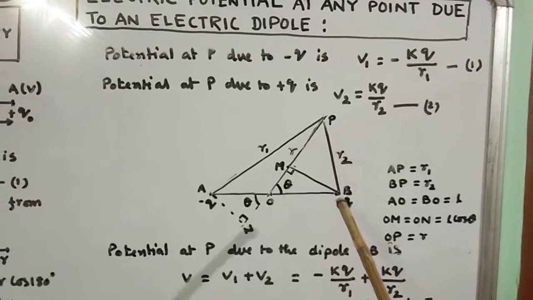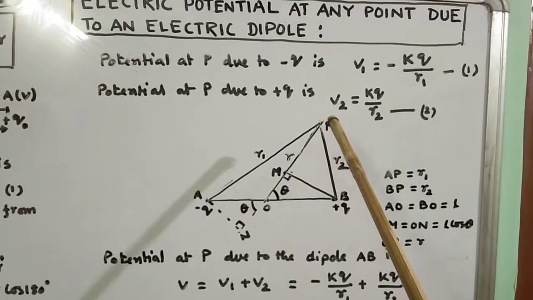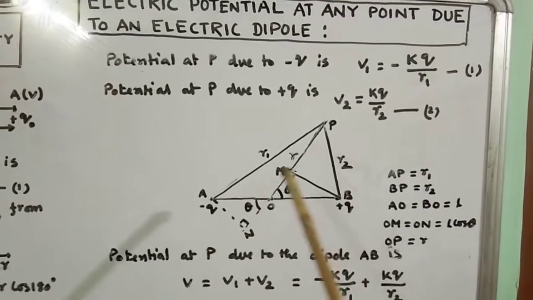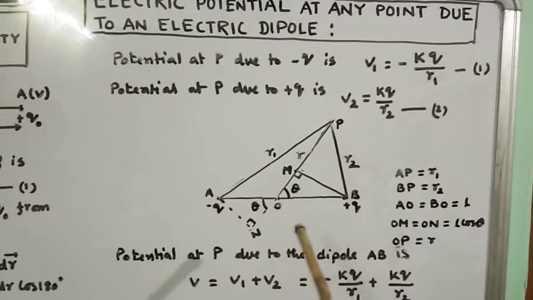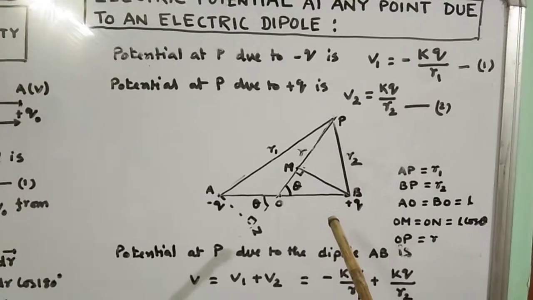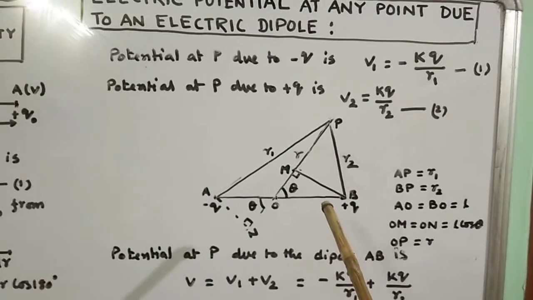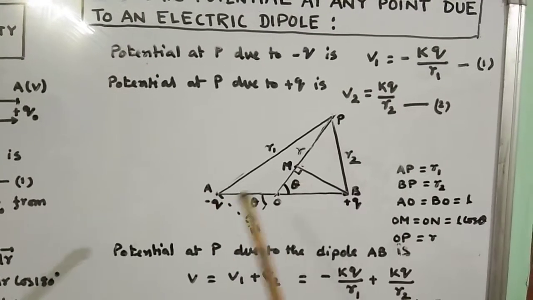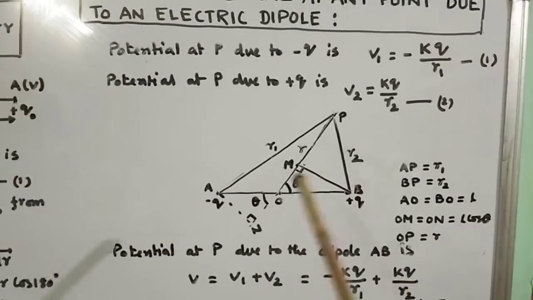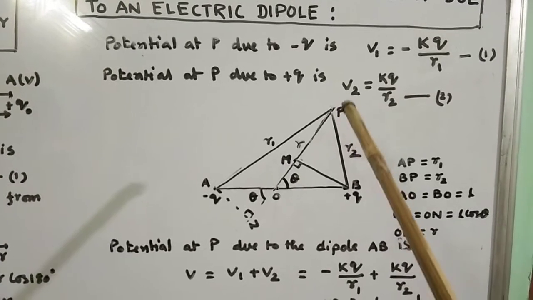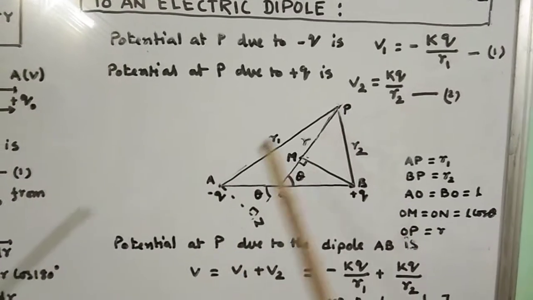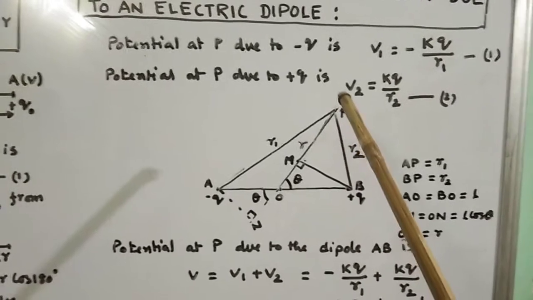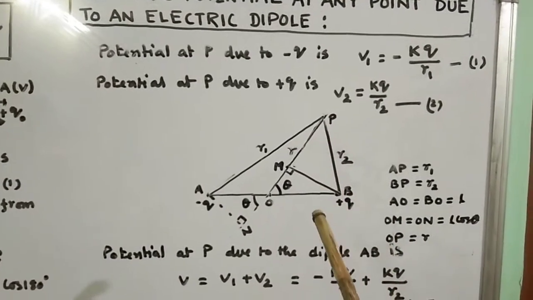Now what we have to do is define the potential at P due to this dipole. So we are going to use the expression for the potential, V equal to KQ by R. Here we will consider the individual charges. One time is minus Q, another time is plus Q. Using minus Q we will define the potential at P, and using plus Q we will define the potential at P. So the expression for the potential is KQ by R.